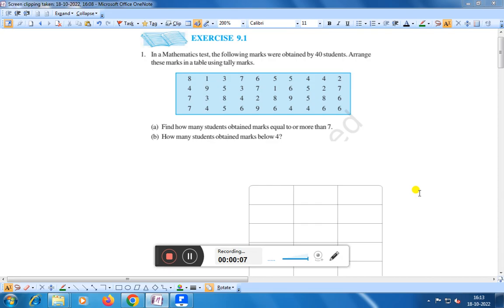In a mathematics test, the following marks were obtained by 40 students. Arrange these marks in a table using tally marks. Find how many students obtained marks equal to or more than 7. How many students obtained marks below 4.